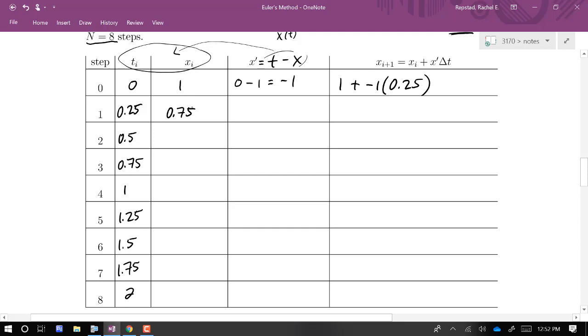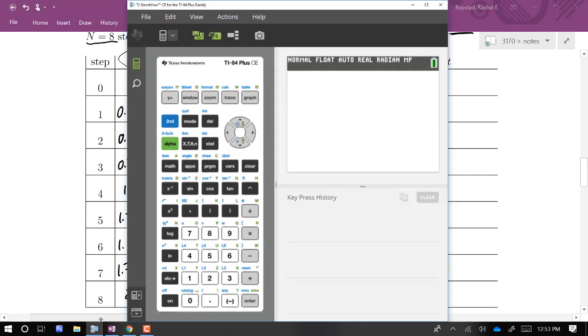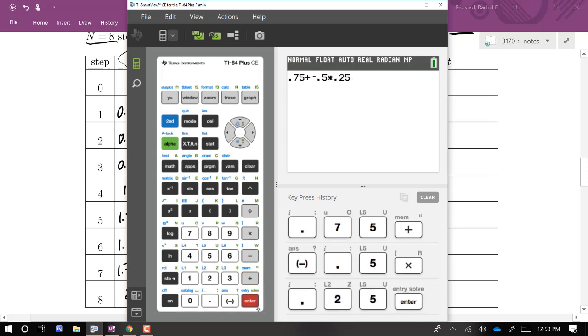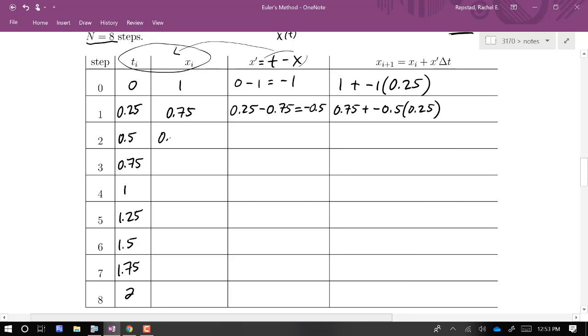T minus x is 0.25 minus 0.75, and that gives us negative 0.5. And then for our next value of x, I take the current x, 0.75, plus x prime times delta t. I get 0.625. That goes here. Then I keep going, right? T minus x. So 0.5 minus 0.625, that'll give us negative 0.125.